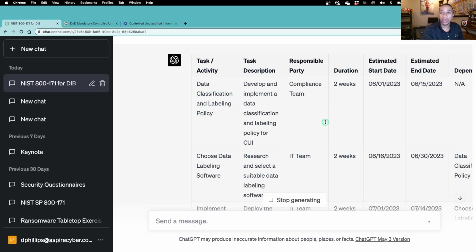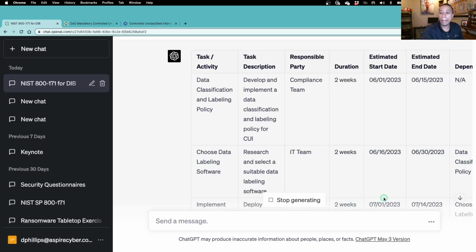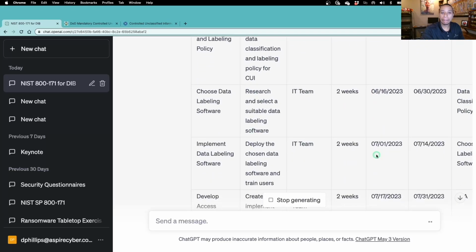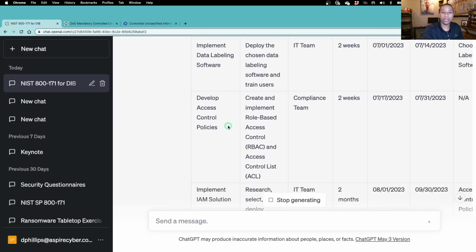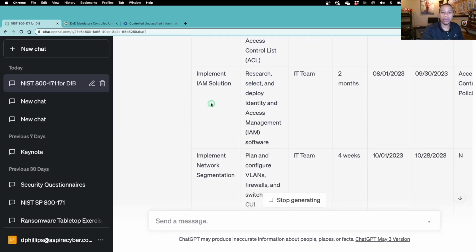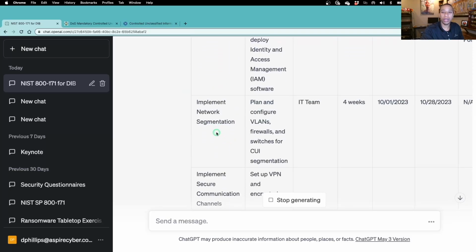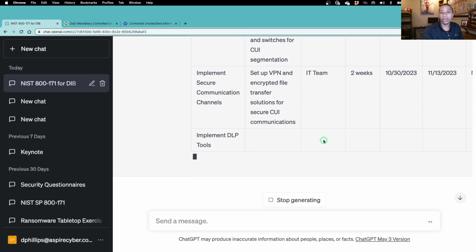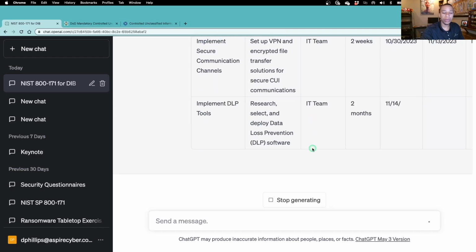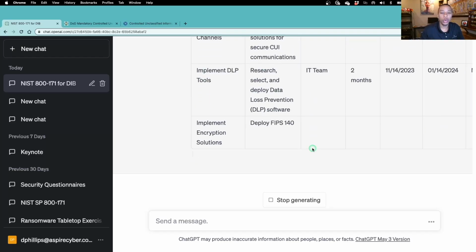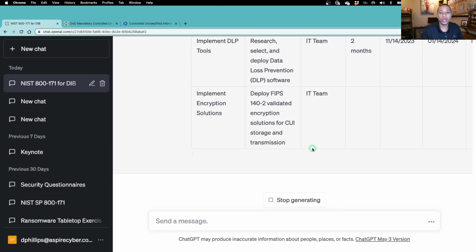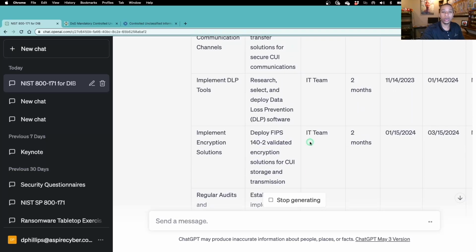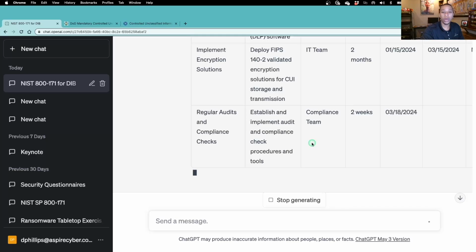We want data classification. Choose a labeling software, implement it, develop access control policies, implement identity and access management, network segmentation, secure communication channels. That's a good project plan to get you started. Again, for CMMC Level 2, I don't recommend doing it yourself unless you have that expertise on staff, because there are a lot of nuances, a lot of technical controls that you'll need to implement. So you don't want to just kind of wing this.